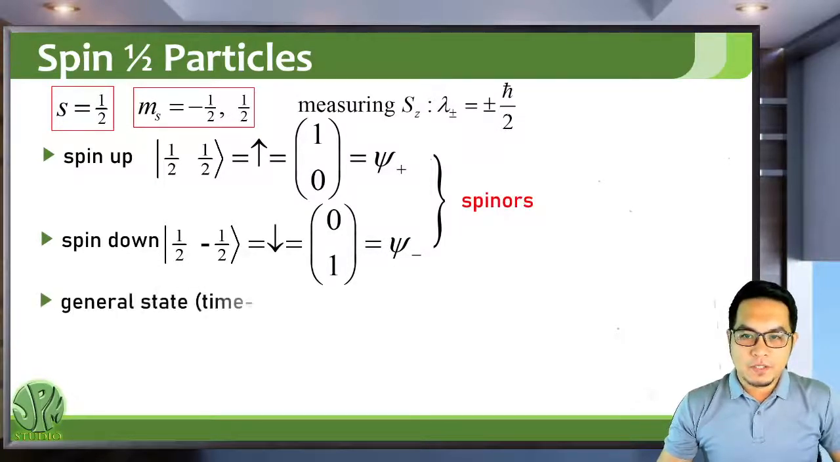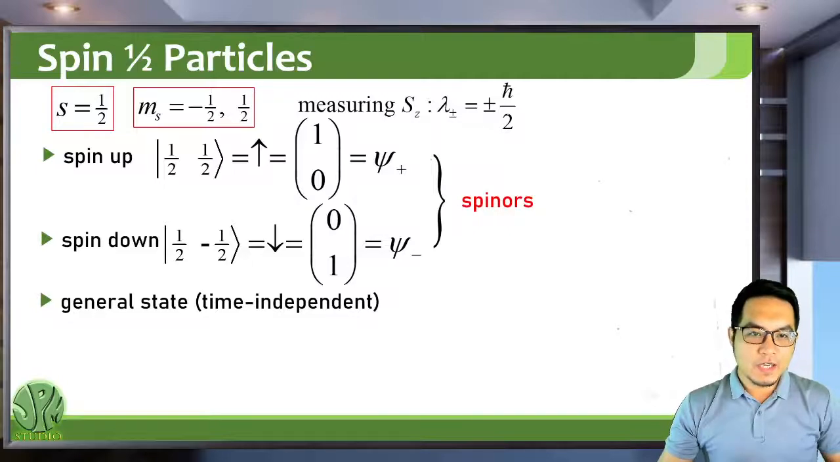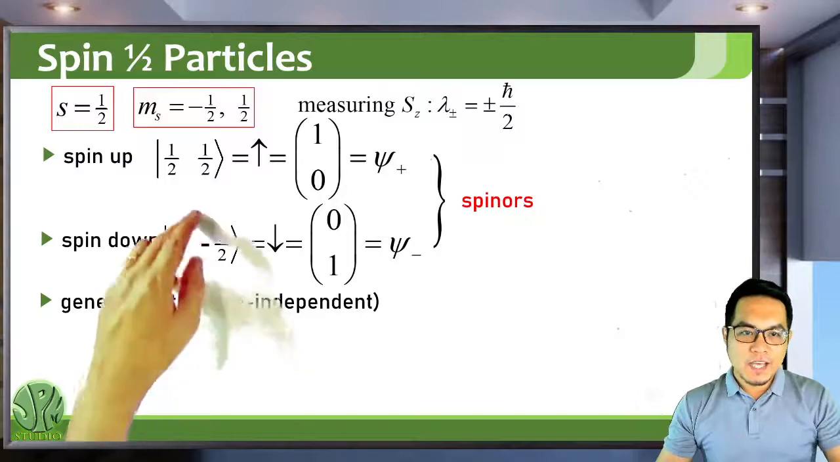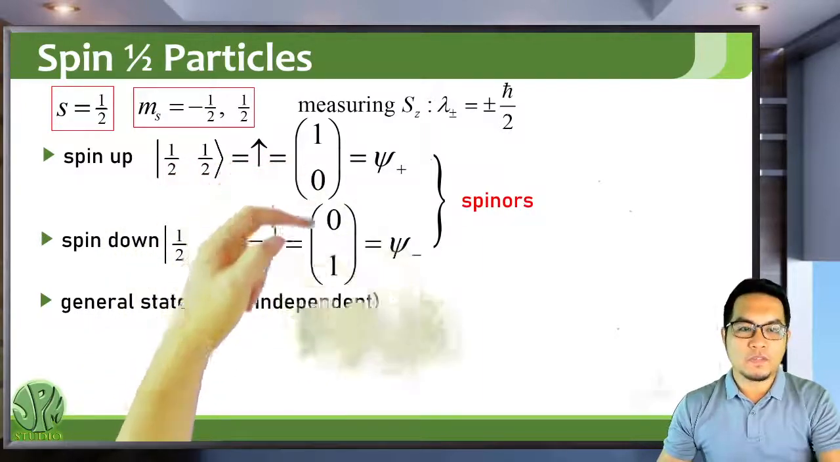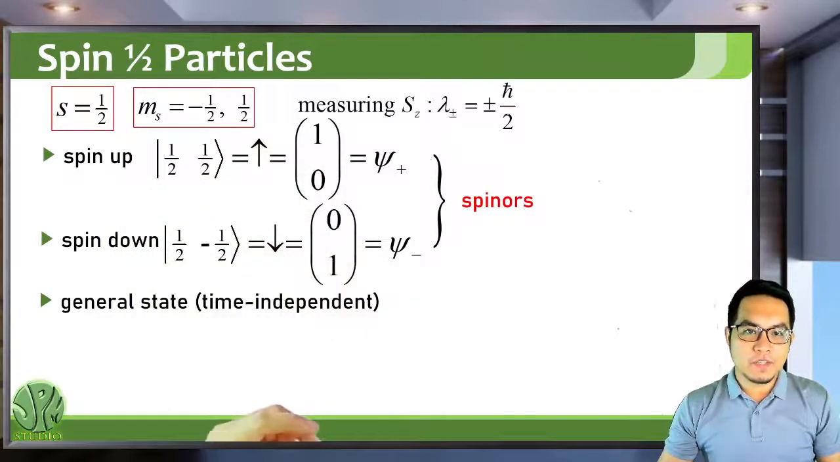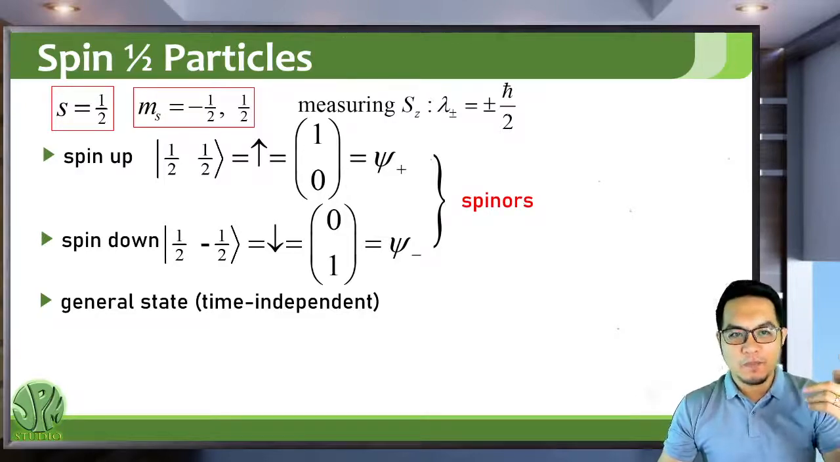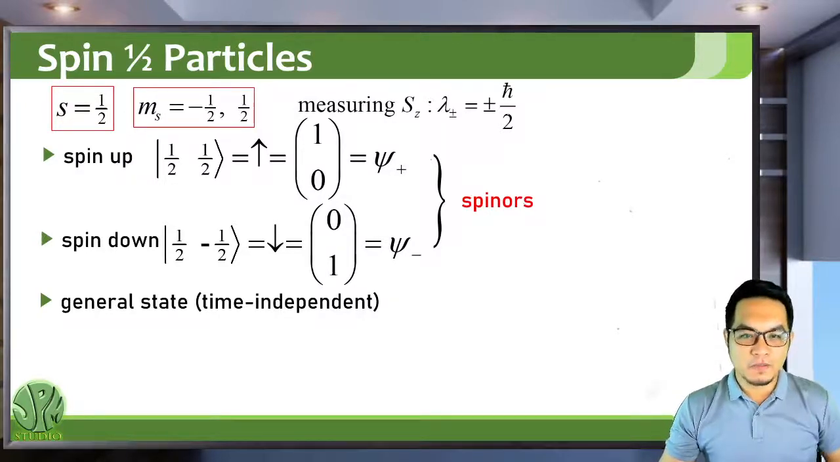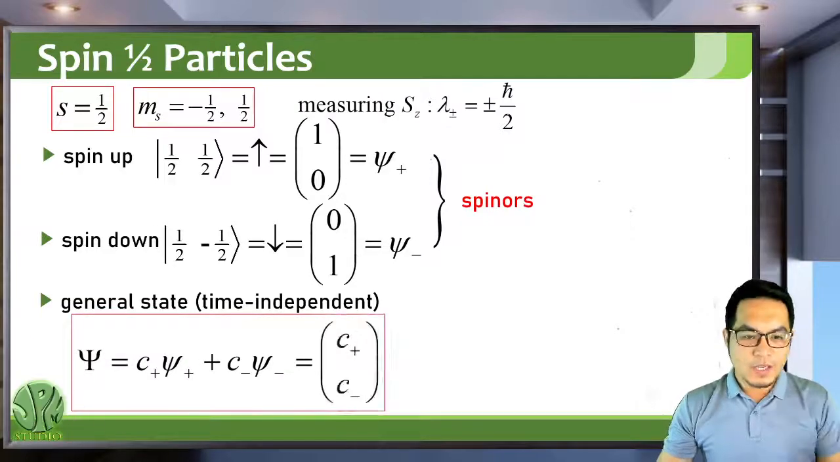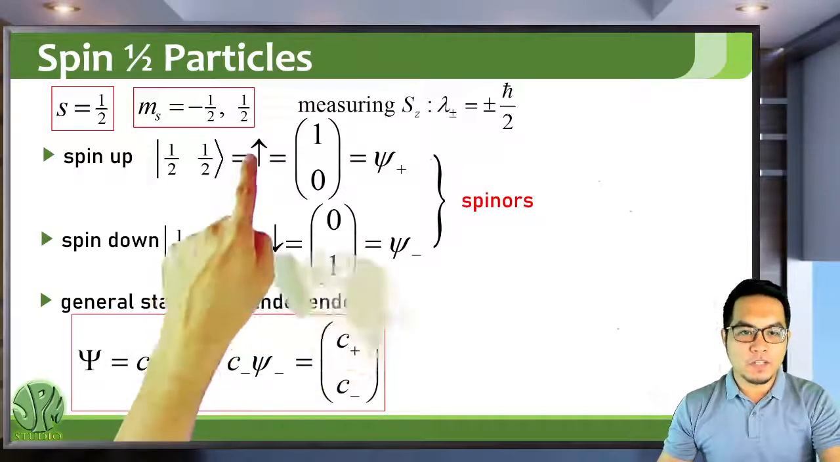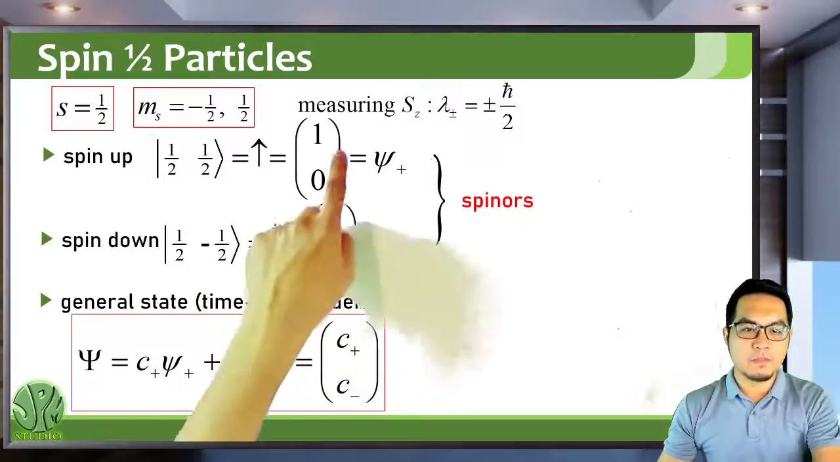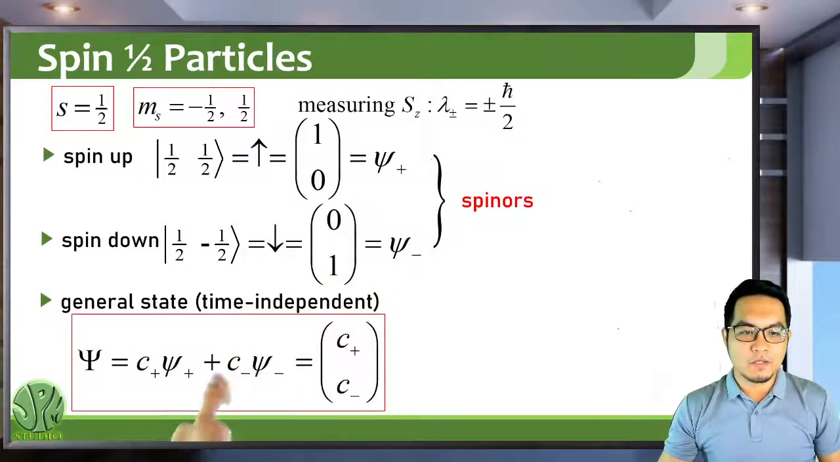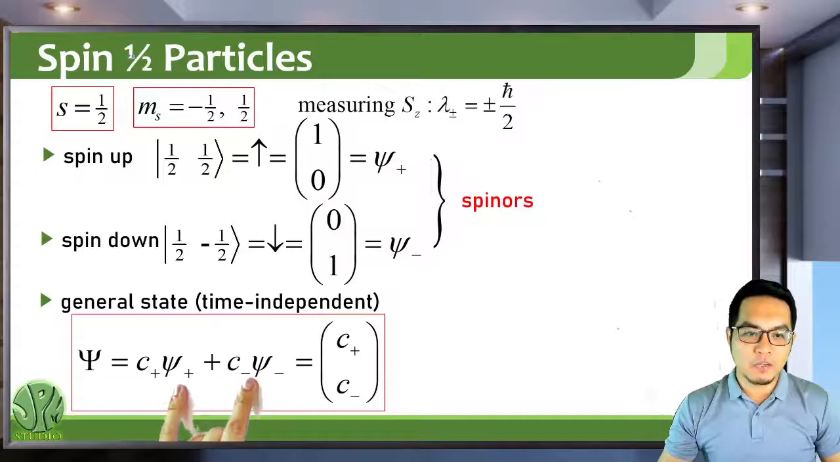So spinors. The general state of spin 1/2 particles is just a linear combination of the spin up and spin down states. Take note, in this case there are only two states. If you raise the spin down, you get the spin up. If you lower the spin up, you get the spin down. Only two states. So the general state will be a linear combination of the spin up, psi plus, and the spin down, psi minus, where c plus and c minus are linear combination coefficients.